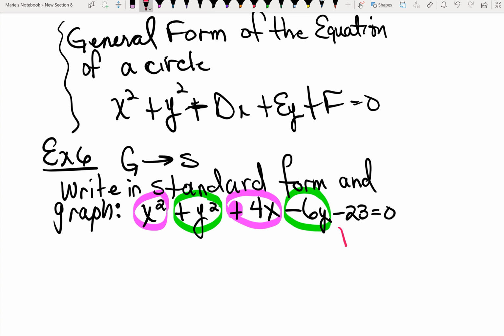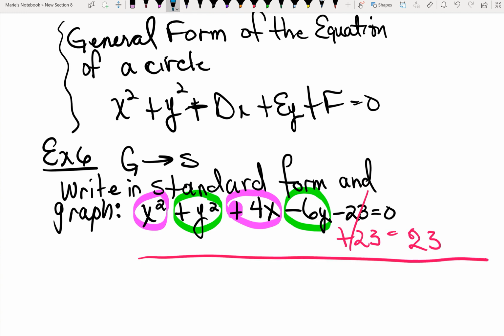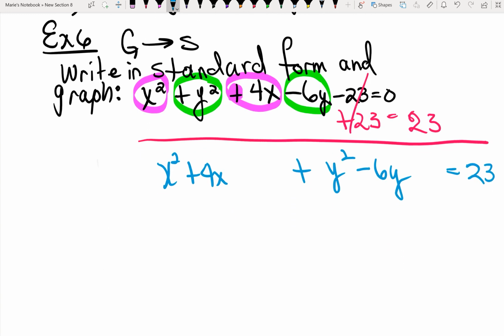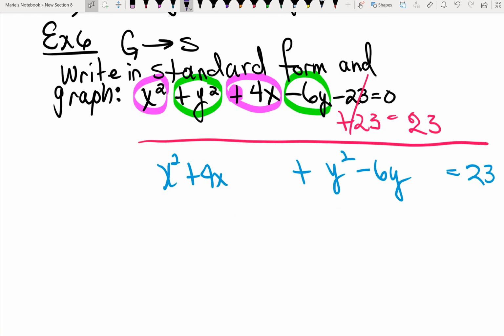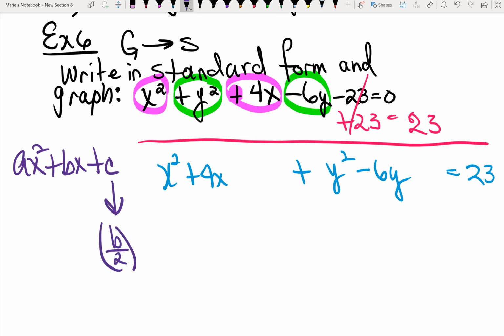So step one is I'm going to get this 23 and move it to the other side of that equal sign. So it cancels. Next step, I'm going to group x squared plus 4x plus y squared minus 6y. And we know that this is now equal to 23. So that's all I've done so far. What I need you to remember is that when you have an equation, ax squared plus bx plus c, a quadratic basically, this c term is b divided by 2, squared. That's what gives us a perfect trinomial.